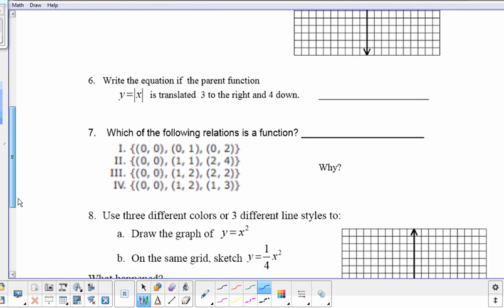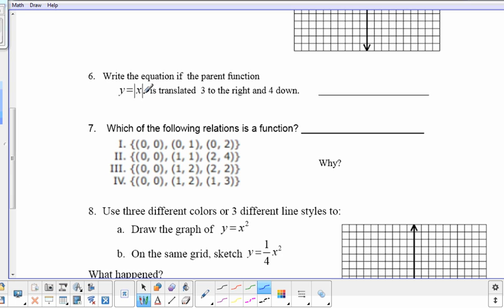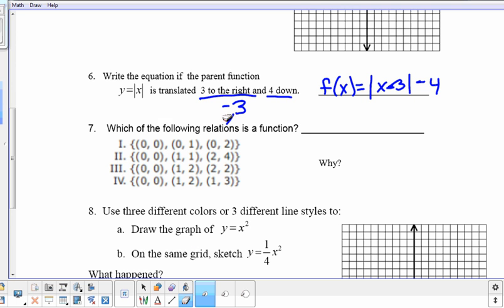Write the equation, number 6. Write the equation of the parent function y equals the absolute value of x translated 3 to the right and 4 down. So f of x, let's use function notation. Absolute value of x minus 3, opposite inside the brackets, and then 4 down would be minus 4. So 3 to the right would be the minus 3 on the inside, and the 4 down would be negative 4 on the outside.